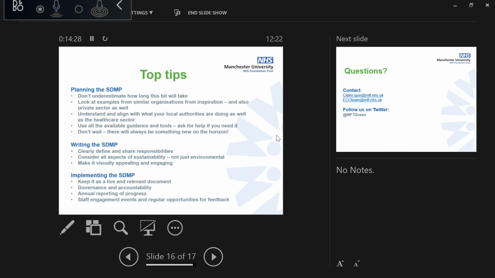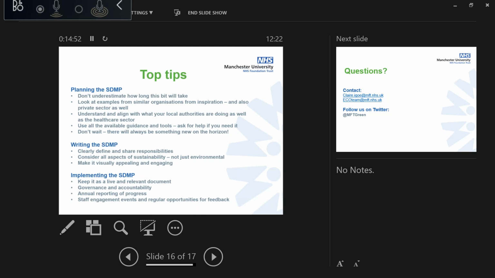So top tips, don't underestimate how long the planning bit will take. There'll be a lot of work that you'll do that won't end up in the final document, but it's absolutely important that you still do this. Use all those examples out there. There's certainly a lot more out there now from the healthcare sector than there was when we were doing this, so use all of those. Work closely with your local authority if you're not already, and look at their environmental plans.